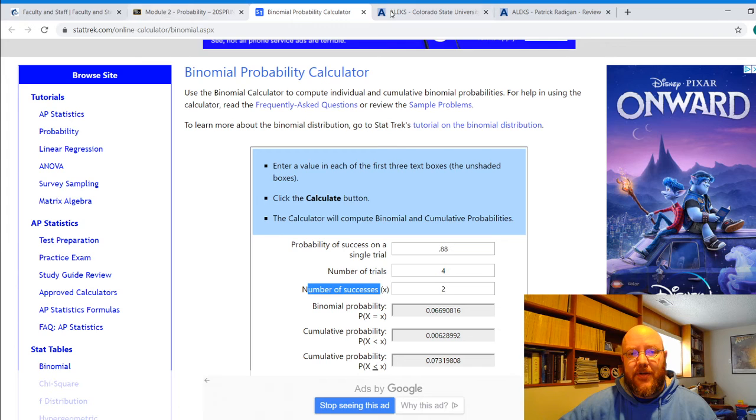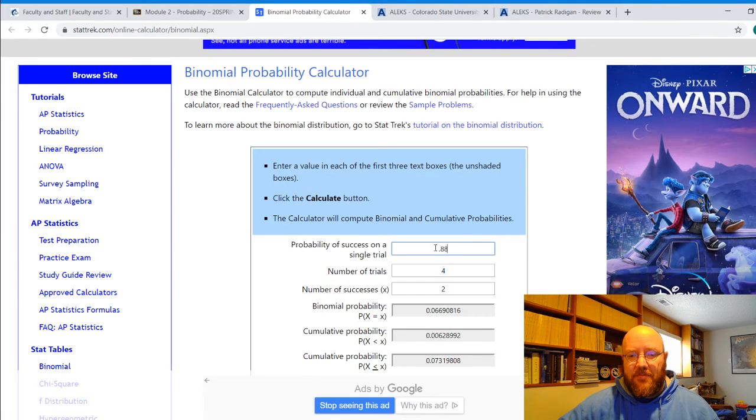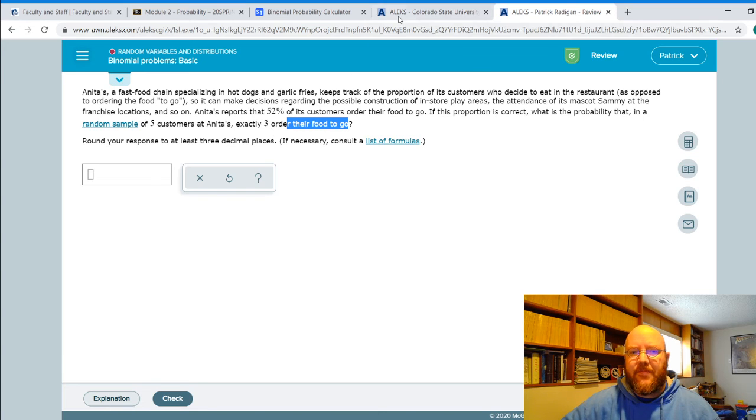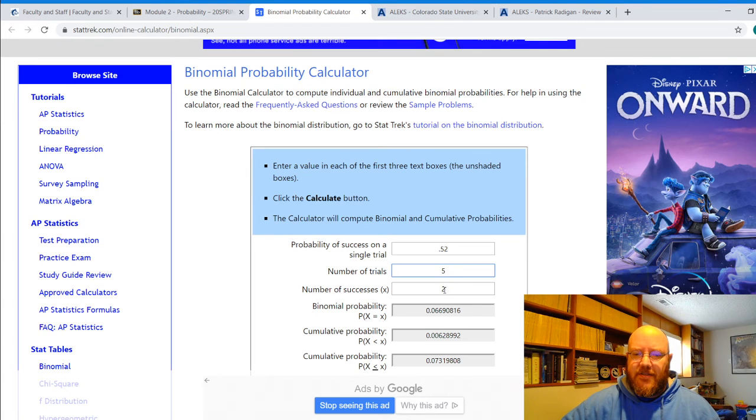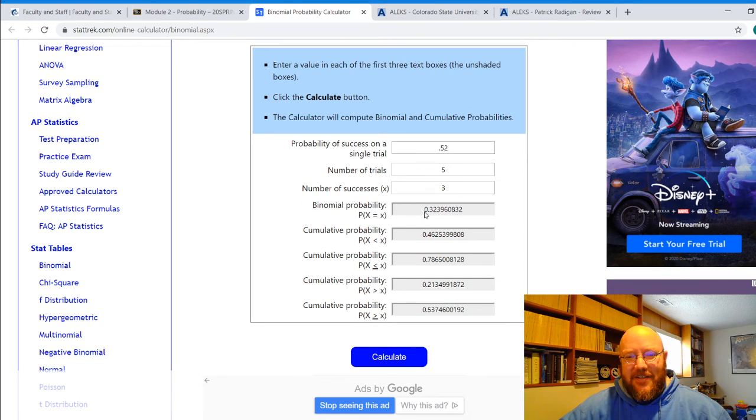Let's go back to our problem here real quick. For the probability of success, it reports that 52% of its customers order their food to go. So we're looking for people ordering their food to go. So 52% is our success rate. We just plug that in here, .52. We're going to try it 5 times. And how many were we looking for? Was it 2 or 3? 3. We're looking for 3 successes. So let's go ahead and do that. Then hit calculate. Don't hit any other buttons on here. And ta-da, it gives us this probability.